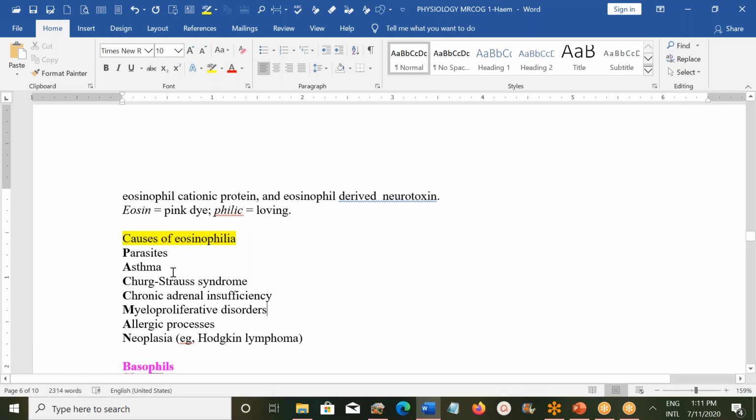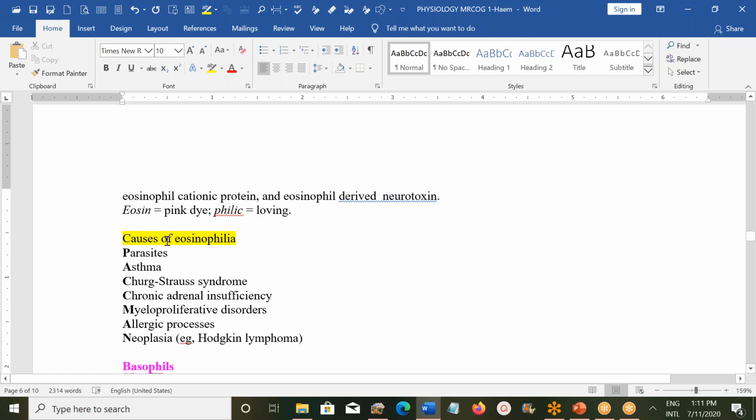Parasites are there, asthma is there, Churg-Strauss syndrome is there. This is an abnormality where the person is going to have arteriovenous malformations, plenty of capillaries in the nose, sinuses, and then the lungs and the kidneys, and infections are likely to occur. That is Churg-Strauss syndrome. Then in chronic adrenal insufficiency, like the suprarenal gland is not working well. Then in myeloproliferative disorders, like chronic myeloid leukemia, other types of tumors of the bone marrow. Then in the allergic processes, and then also in the neoplasia. These conditions should be on your fingertips.